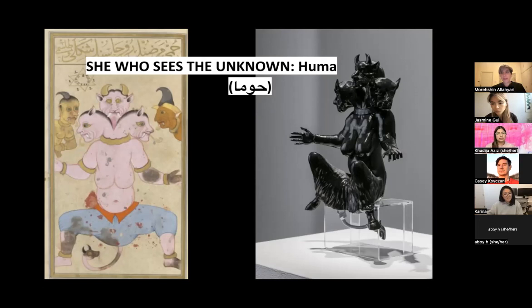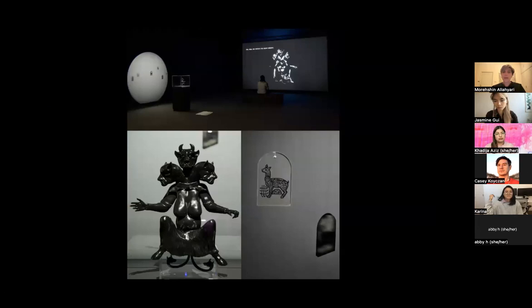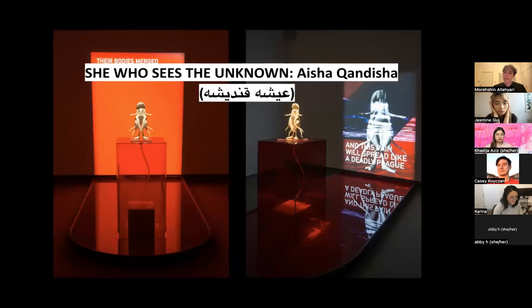This is a 3D printed sculpture of her. I create an installation for each of these works, where I think about each of the figures as having its own shrine. So as an audience member, you enter this space and can build different relationships with each of the stories and figures. This is, for example, another figure, Aisha Khadija.